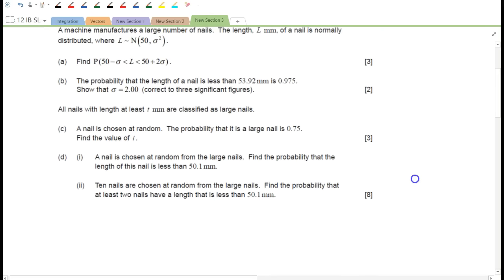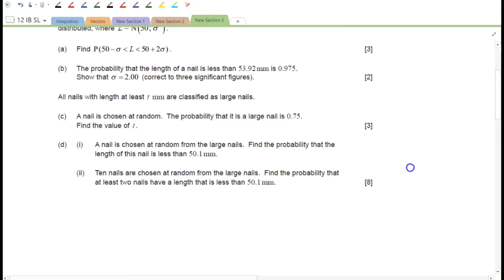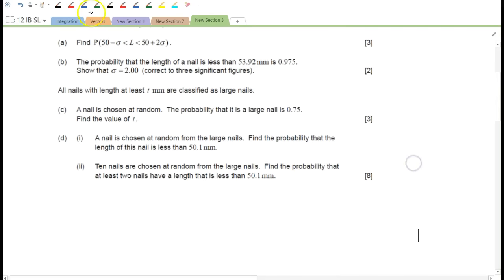Right. So find the probability that L lies between 1 standard deviation less than 50 and 2 standard deviations more than 50. For this, you can just make up whatever value you want for the standard deviation and plug that into your normal CDF calculation, and that'll work. So let's look at part A to start with.